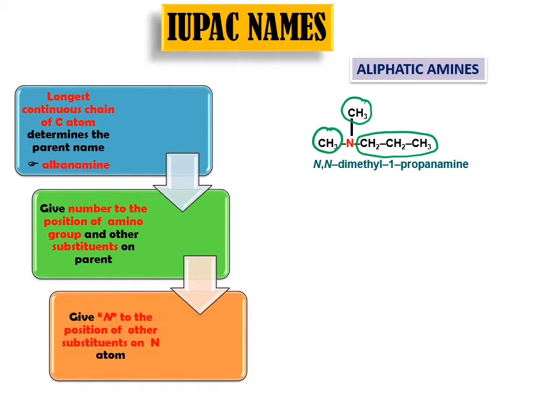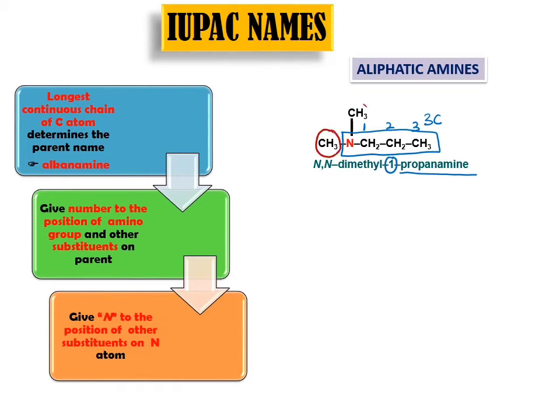So the longest carbon chain is propyl. So this one cannot, this one cannot. So our parent name, I erase and circle it. So this is our parent chain. We have 3 carbons. If 3 carbons, the name is propanamine. So 1 refers to the position of the nitrogen atom at carbon number 1 here. 1, 2, 3. And then we have two substituents on the nitrogen atom.